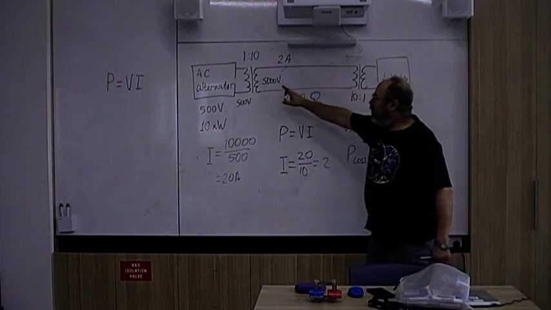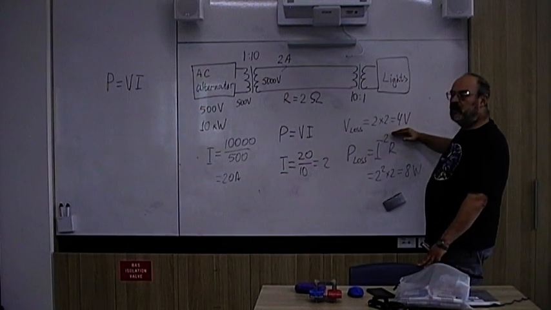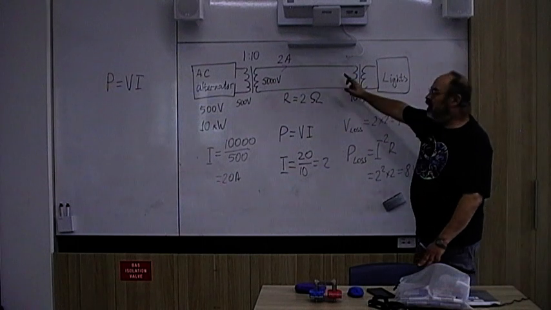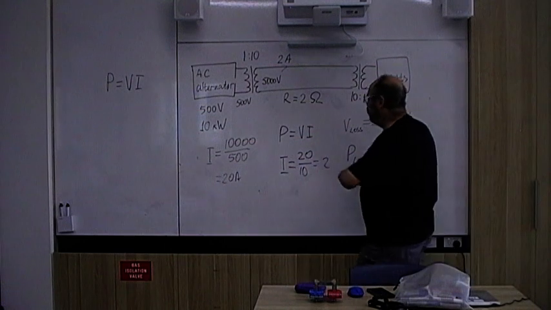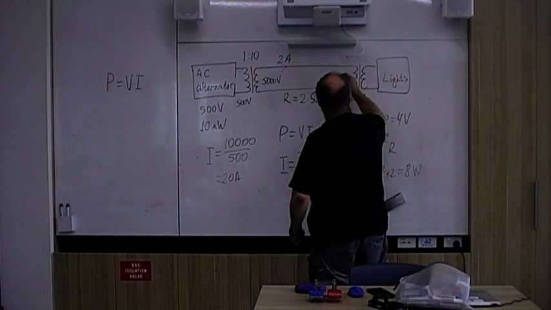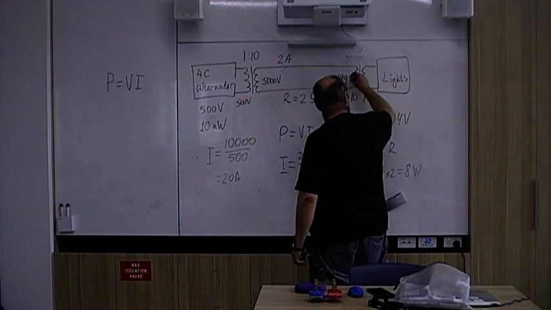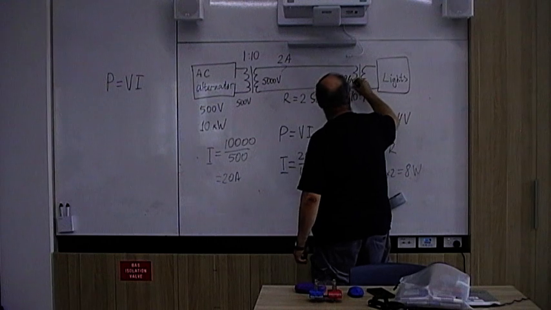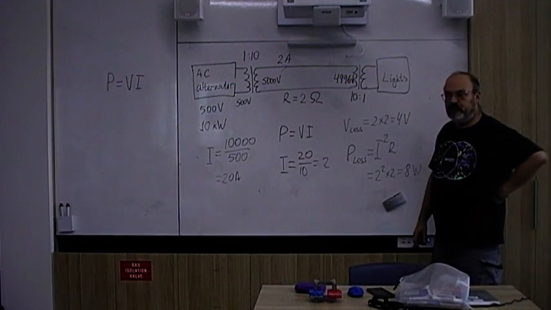Now, how many volts did we deliver here? If we have 5,000 here, and across the wires the drop is 4 volts, how many volts do we have here at the primary? 5,000 minus 4, we have 4,996 volts. So what will be the voltage here after stepping down?